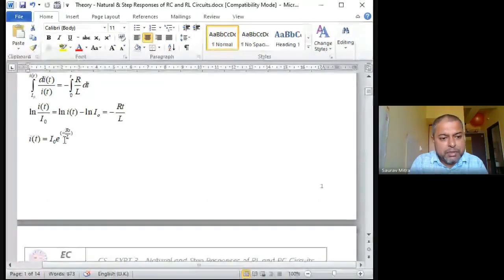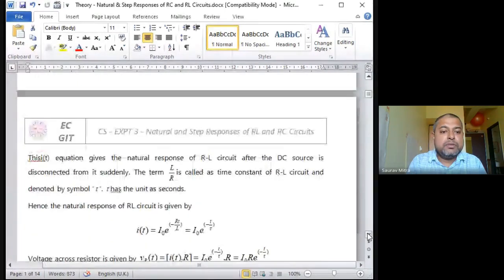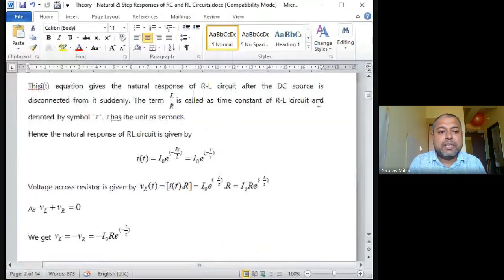So take this R below to L. So that becomes e raised to minus t divided by L by R. So what is L by R? For an RL circuit, L by R is called the time constant. The term L by R is called the time constant of the RL circuit and is denoted by the symbol tau. Tau has its units in seconds. So whatever you are finding, this is I0 into e raised to minus t by tau.